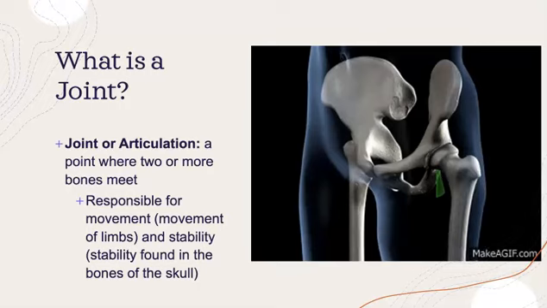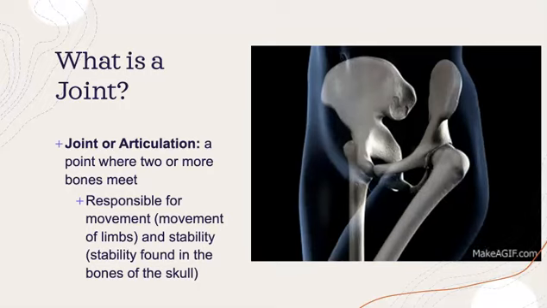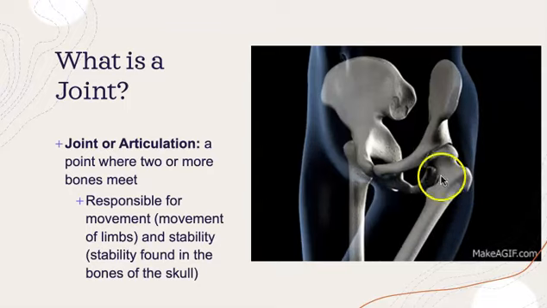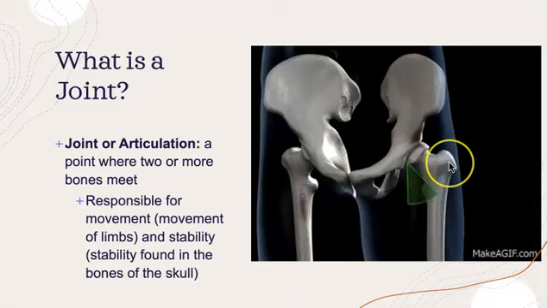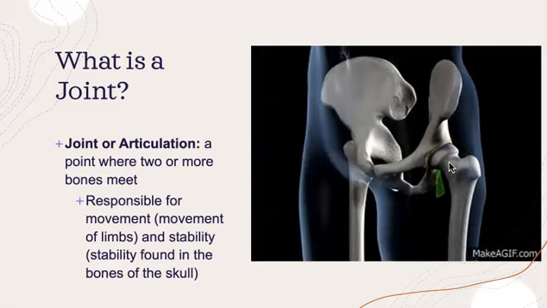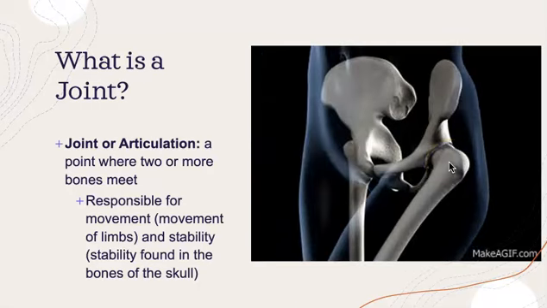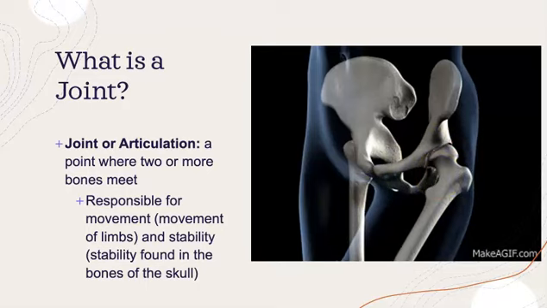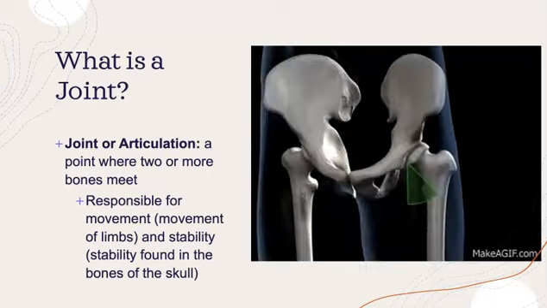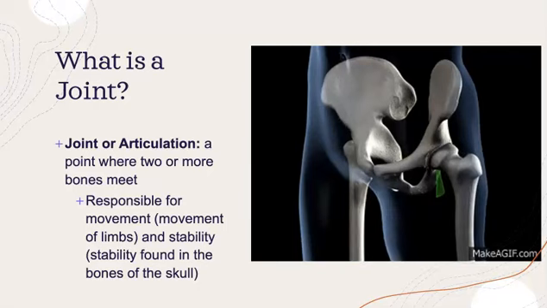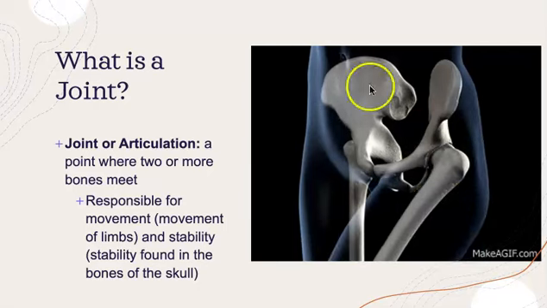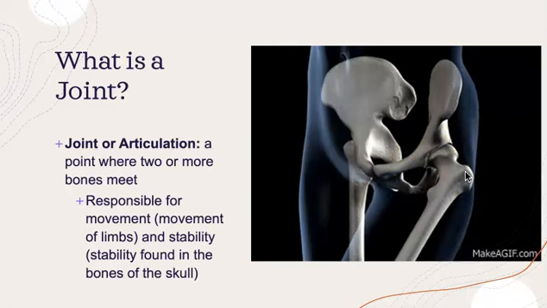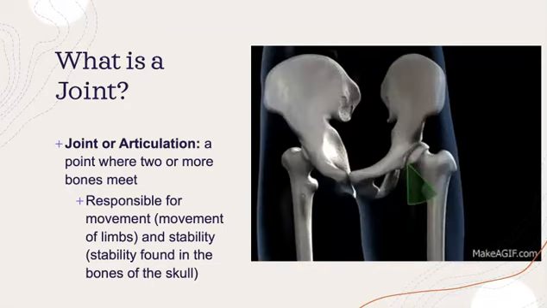So first I want to clarify what is a joint, or sometimes we call it an articulation. This is a point where two or more bones meet, and it's responsible for the movement that takes place there, such as the movement of the limbs like we see over here, and stability. We find a lot of stability within the bones of the skull, whereas in areas like our shoulder or our hip, we have a little bit less stability because we have greater range of motion.